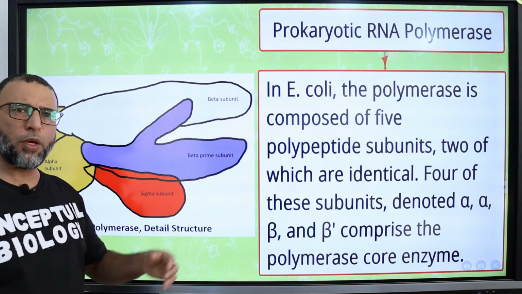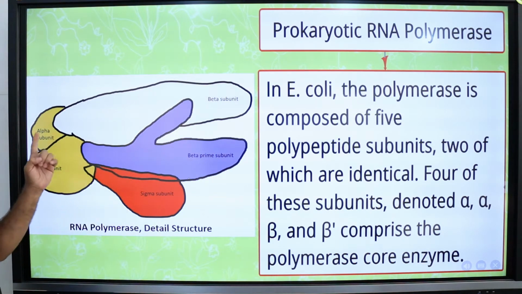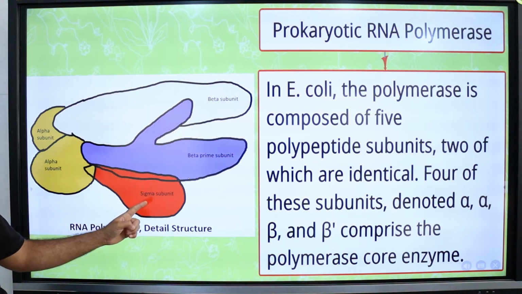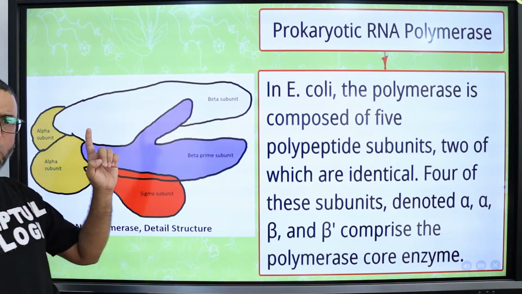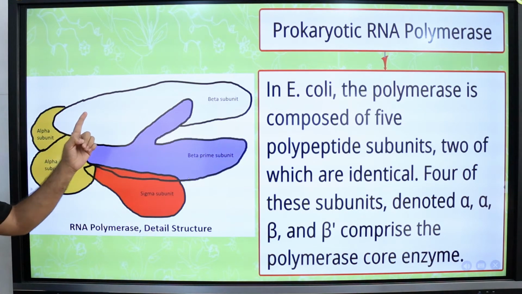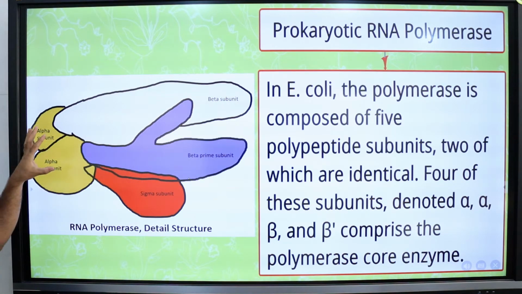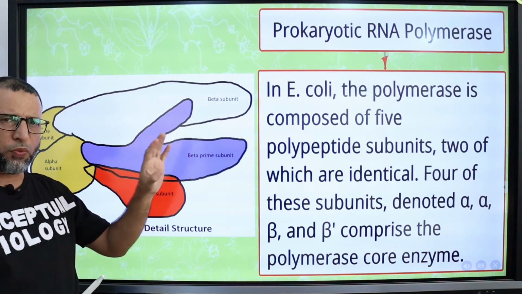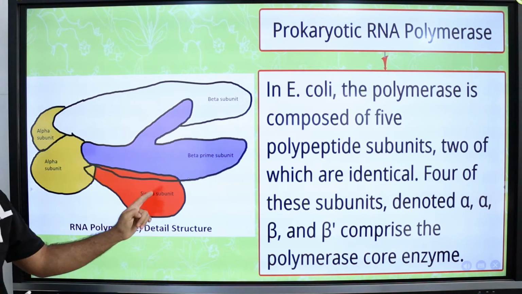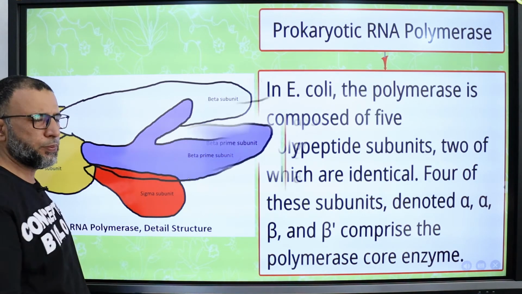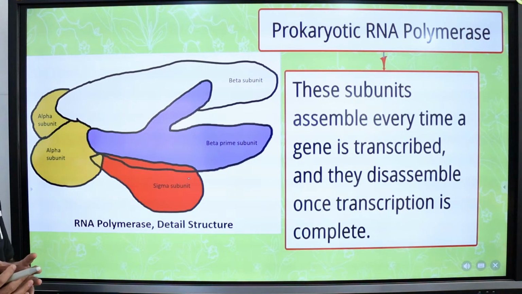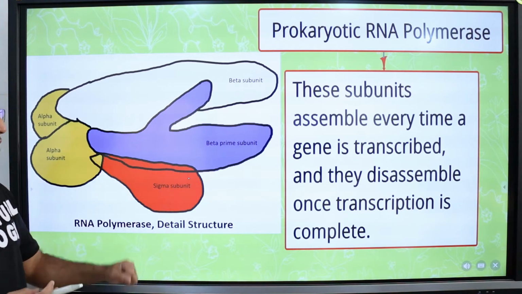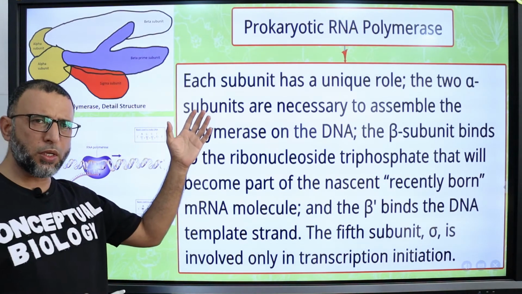In E. coli, the polymerase is composed of 5 subunits, that is 2 alpha subunits, beta subunit, beta prime subunit and sigma subunit. Out of these, the 2 alpha, beta subunit and beta prime subunit comprise the polymerase core enzyme. So, the polymerase core enzyme consists of only 4 subunits, and the sigma subunit is not included in it. These subunits assemble every time a gene is transcribed, and they disassemble once the transcription is complete. Each subunit has a unique role.